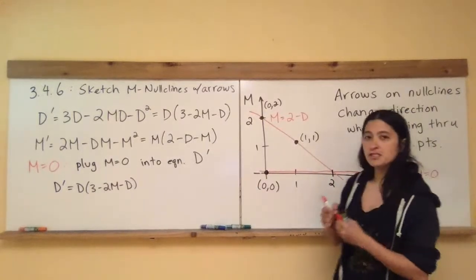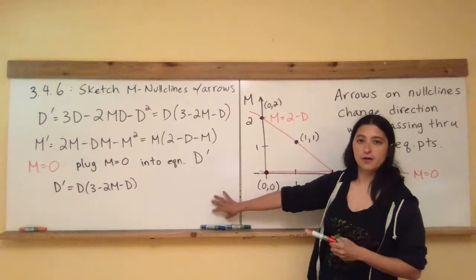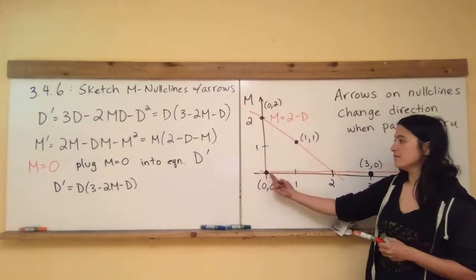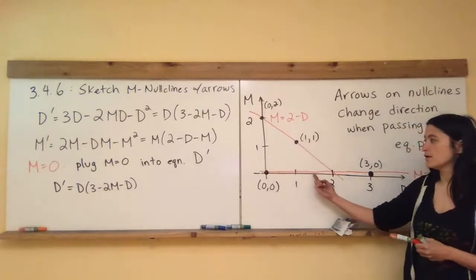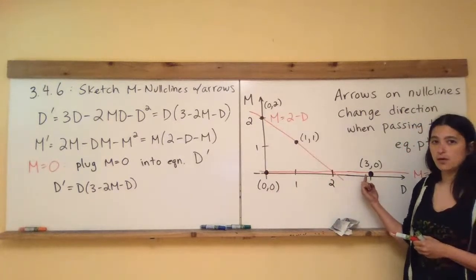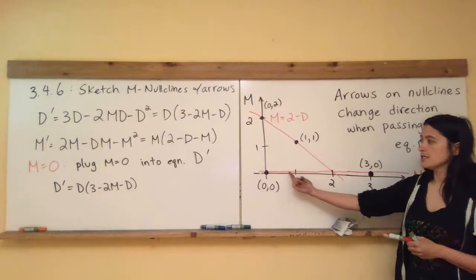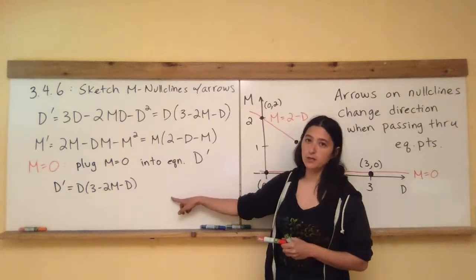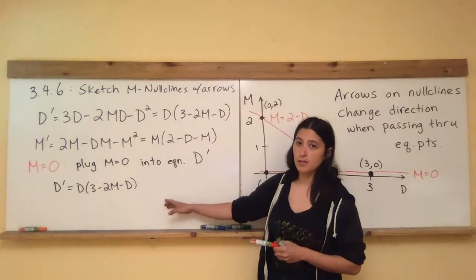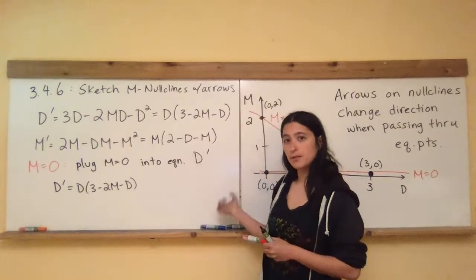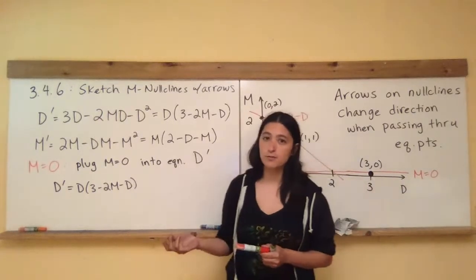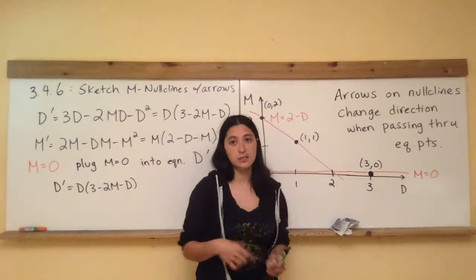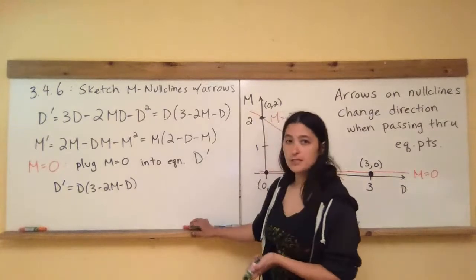The conclusions that I'm about to draw from the algebra that I do on this board apply to the vector field only along the line M is equal to 0. That's because I'm plugging in the assumption that M is equal to 0 directly into the rate equation for the other variable. Okay, so this is not going to be a global statement about the vector field. It's only going to be true about the vector fields on the line that I plugged in the assumption for. Hopefully that makes a lot of sense.